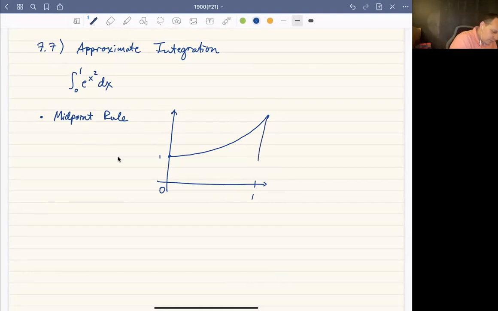While we can't figure out the area exactly, we can approximate it to whatever accuracy we want. We can have this accurate to 2 or 5 or 100 decimal places, even if we can't spit out the number exactly and say it's square root of 2 plus 1 or whatever. So we're going to talk about methods for evaluating that. The first one is the midpoint rule.